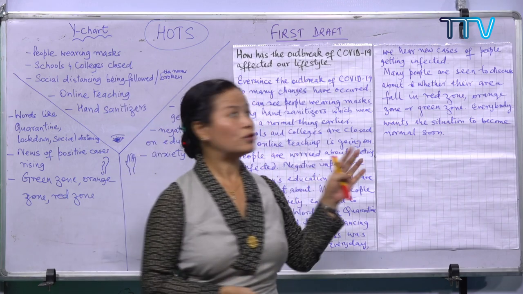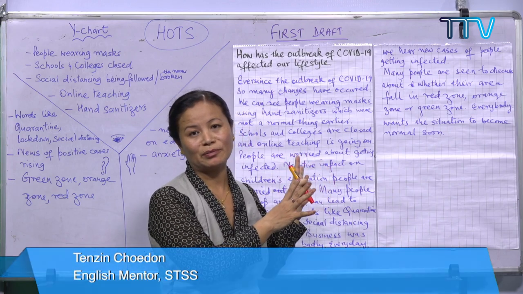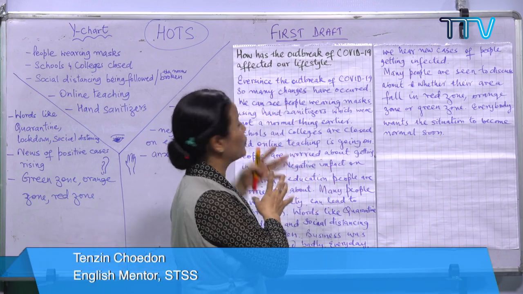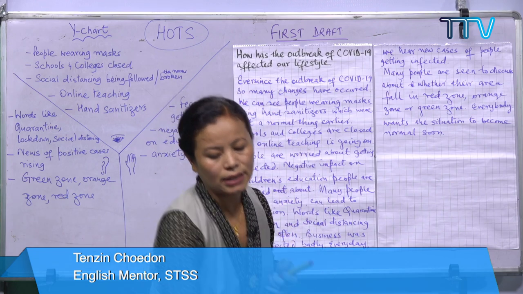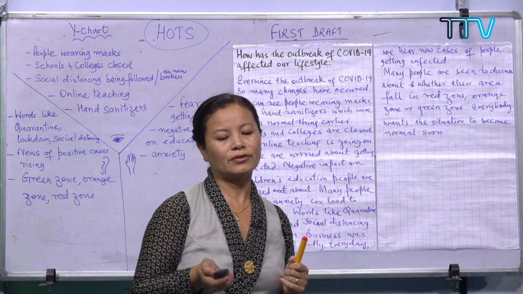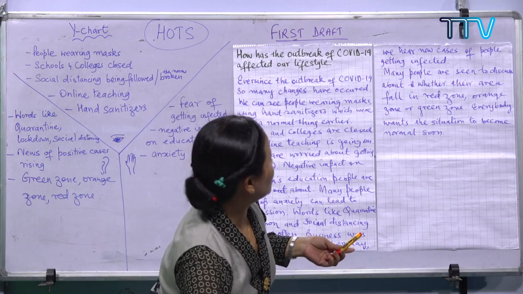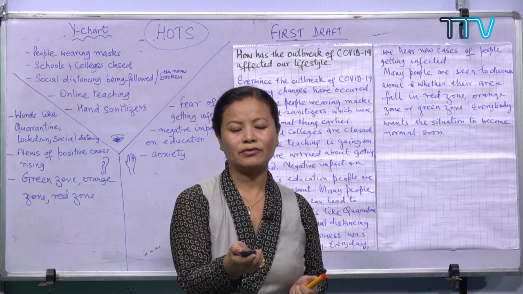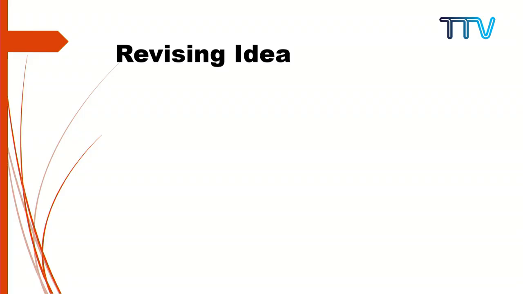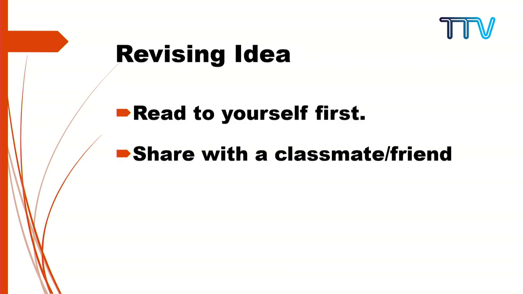So what we need to do is, now we have the first draft, okay? It's not complete. Your piece of writing is not complete. So I'm quickly going to revise, because this is the next step in the writing process. Now that our first draft is ready, we need to revise the same. So how are we going to revise this? So we have revising ideas. I will quickly show you the slide that was already shown yesterday. Read to yourself first, which I'm going to do. Share with a classmate or friend. And then we have the revising checklist.